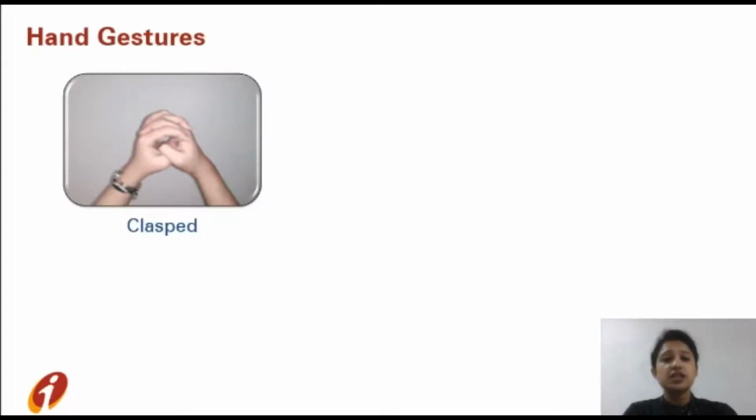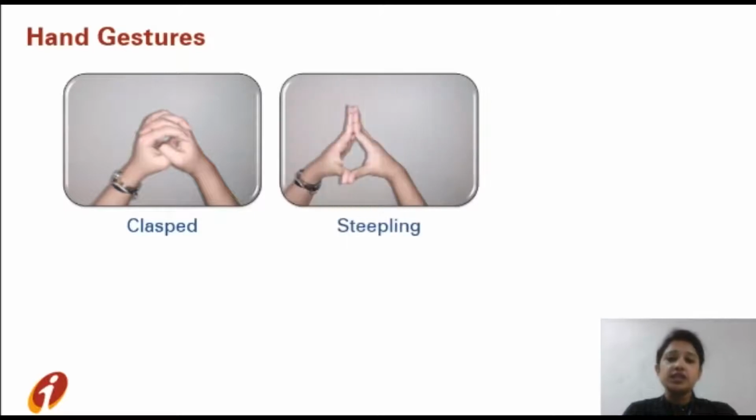what he is saying. On the other hand, in the second picture, a triangular position that you can see, the fingers are joined. Definitely it is not a namaste, but the fingers are joined like this in a triangular position, which we know as steepling. This hand gesture shows that the speaker is very much confident about his words. He knows what he is saying.